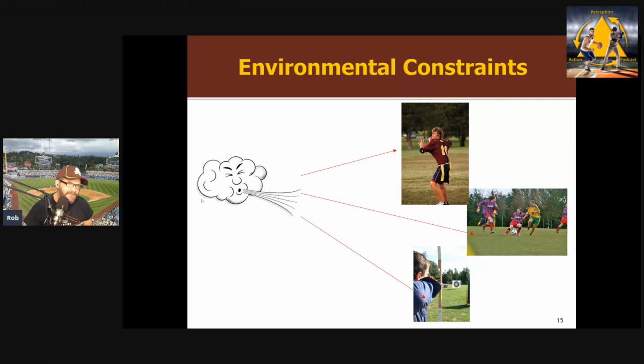So an environmental constraint has an effect independent of the task. It's going to influence them differently, and I'll get to that in a second, but it's going to have a general effect on all skills and tasks. That's how I like to think of environmental constraints. It's not specific to any one task.